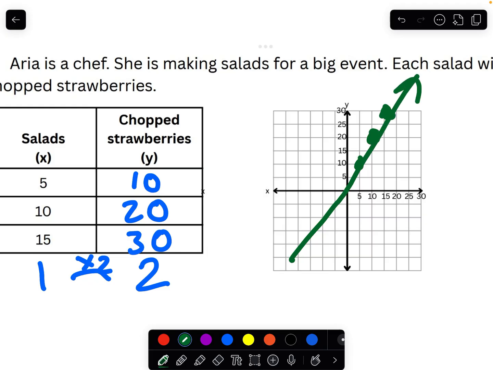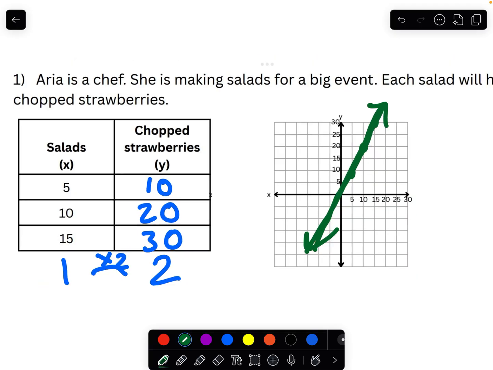Oh my gosh, I can't even deal with my own line. Let's try that again. Oh, guys, I wish I was better at drawing lines, but you're going to have to bear with me because I am just not that good at it. Well, hopefully you got the idea. There's my line.